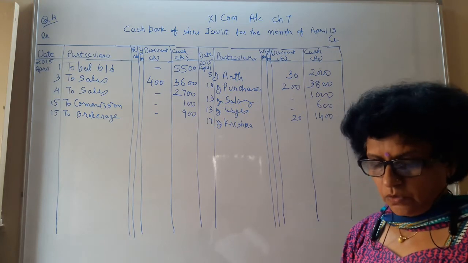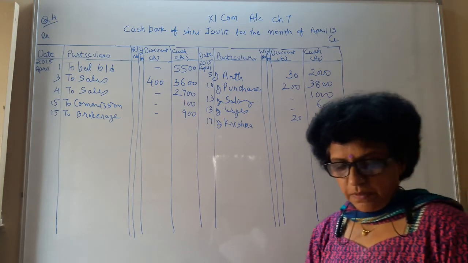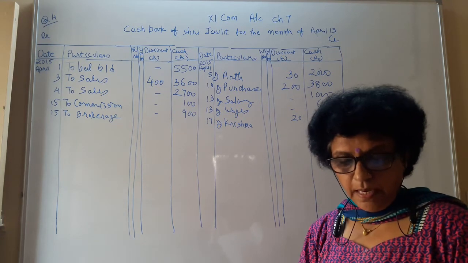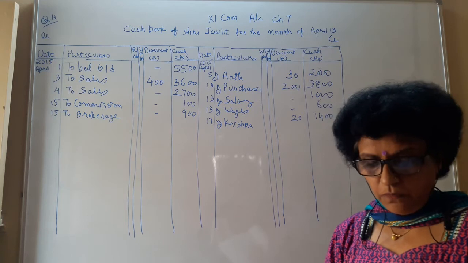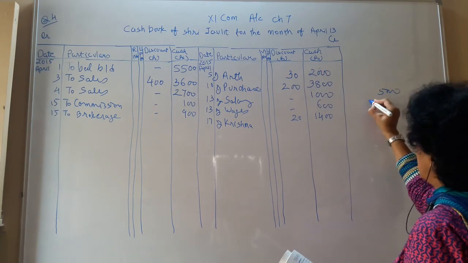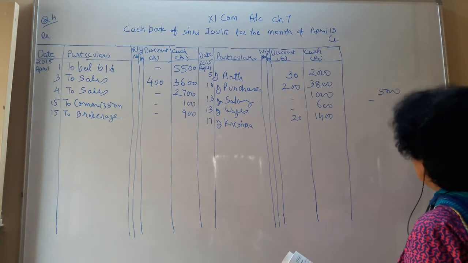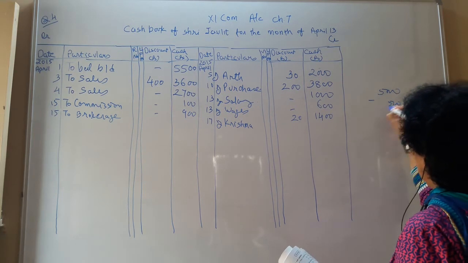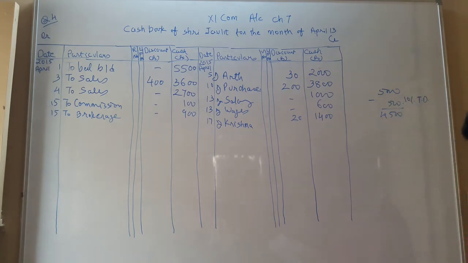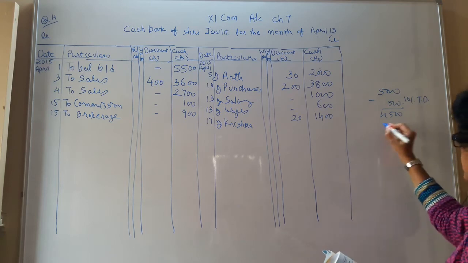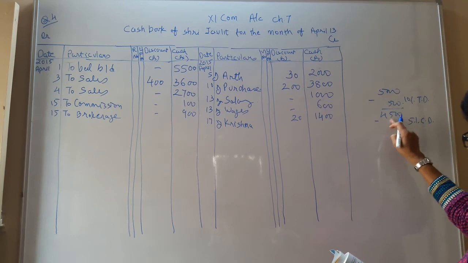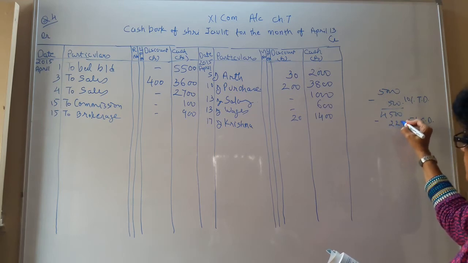On 18th, goods of 5,000 sold at 10% trade discount and 5% cash discount. Now here we have both discounts, so we need to find out the figure. Suppose 5,000, then you have 10%, that is the trade discount, so 500 will be gone. So 4500. After this, you have to consider the 5% cash discount. 5% of this becomes 225.